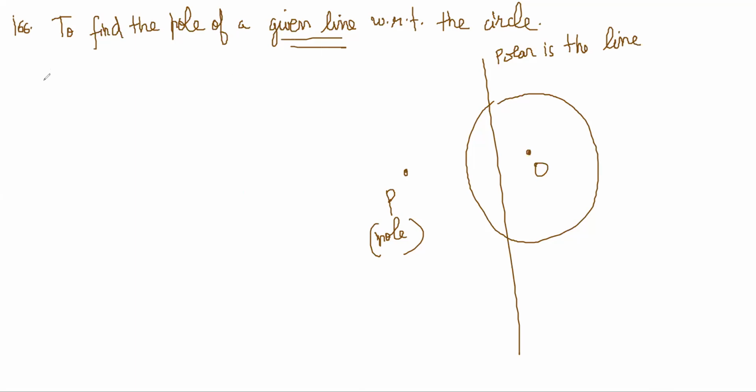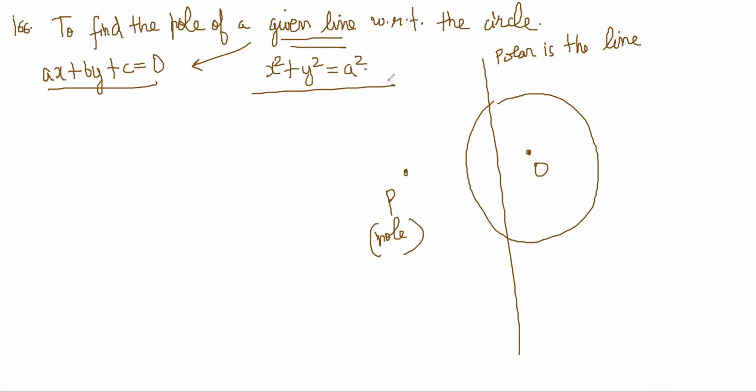So let's say the line is given as ax plus by plus c is equal to 0, right? This is the given line, okay? And the circle is x square plus y square is equal to a square, right? We have to find the pole. Let's say we'll do it in the same way actually. We'll say let's say the pole is h comma k, right? This is what I want to find, right? So if I know the pole, I would have written the polar equation as xh plus yk minus a square is equal to 0, no?